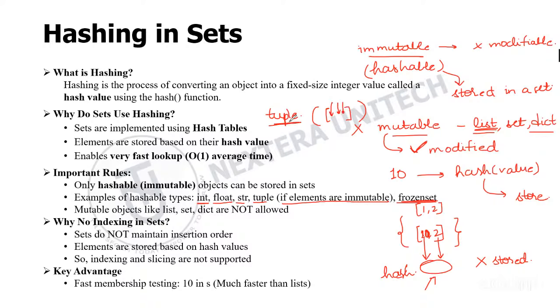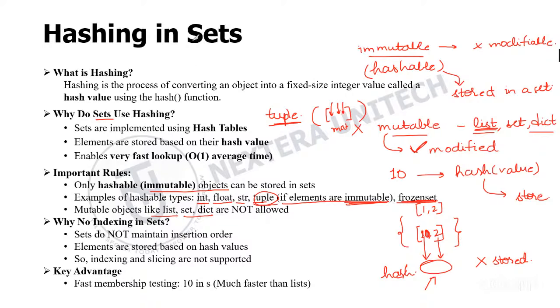So if a tuple doesn't have any elements which are mutable, if it contains only immutable elements, then you can store that tuple inside of a set also. So sets can only consist of immutable objects because their hash values won't change. You cannot store mutable objects like list, set, dictionary because their hash values will change and Python will not know where your original element is stored in your memory space. So that is the reason.